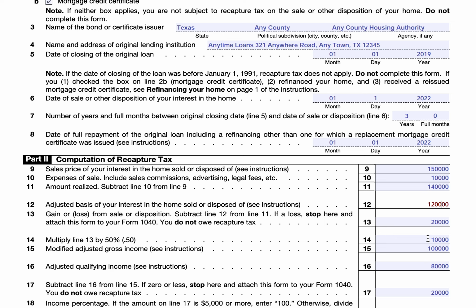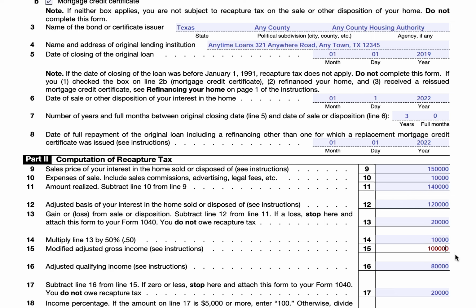Since it's not a negative number, we're going to keep going. So we'll multiply line 13 by 50%. We'll enter that number here. Now, I'll lead with, this is the maximum recapture tax that you can expect to pay. Depending on how far you are into the recapture period, it may be lower, it may be zero, but it should not be higher than this. So this would be the maximum tax that John Doe would have to pay on the recapture of his federal subsidy. But let's go down and see if this actually is the tax that he has to pay, period.